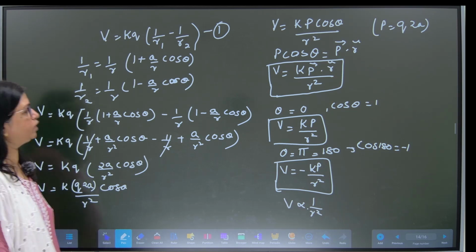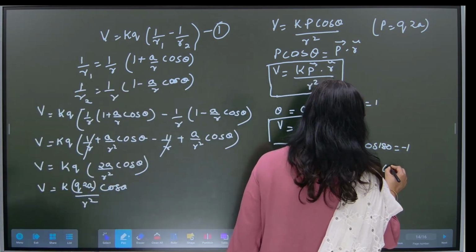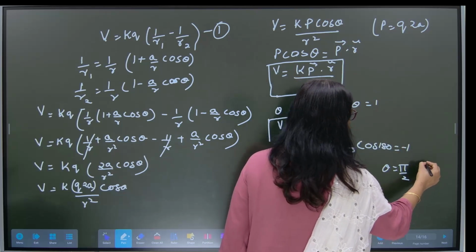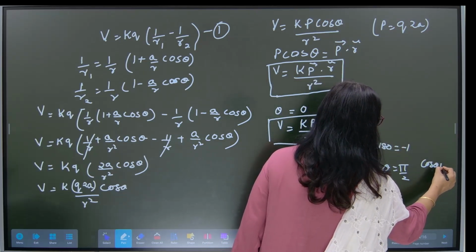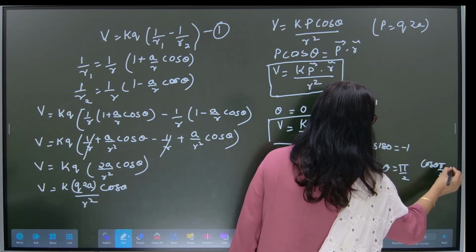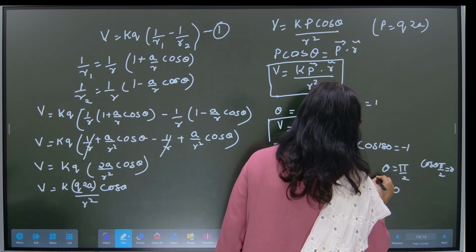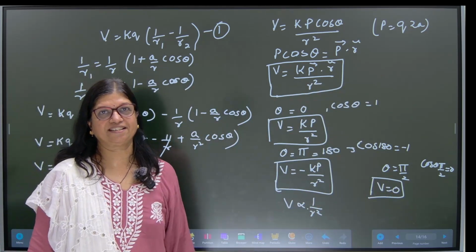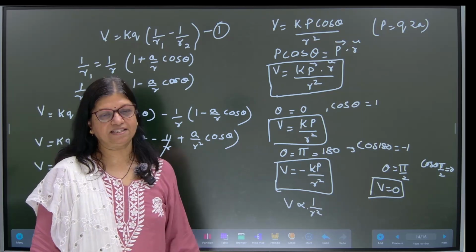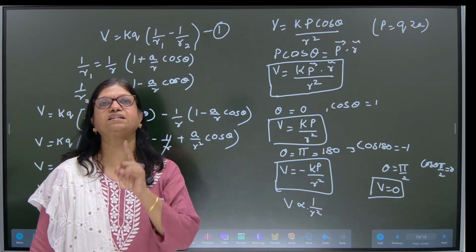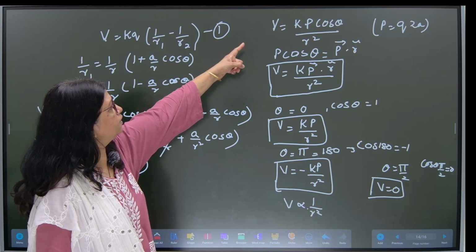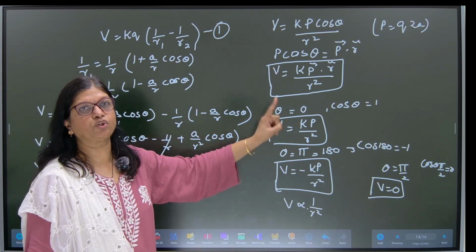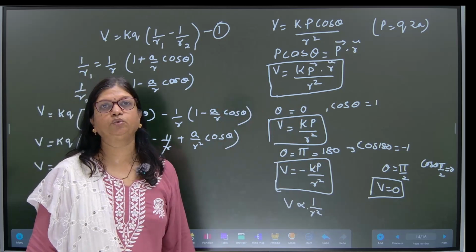Fine. What about theta is equal to pi by 2? What will I get? What is cos pi by 2? Cos 90? 0. So what will be my V? V is equal to 0. These all are 1 markers which are going to be asked in your entrance exams. So remember the formula, understand what is theta given to you, substitute the value.